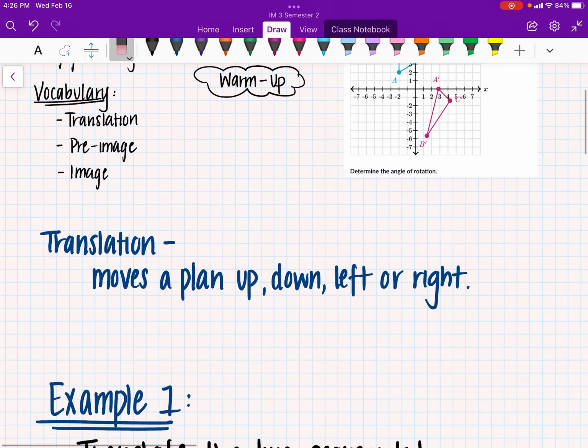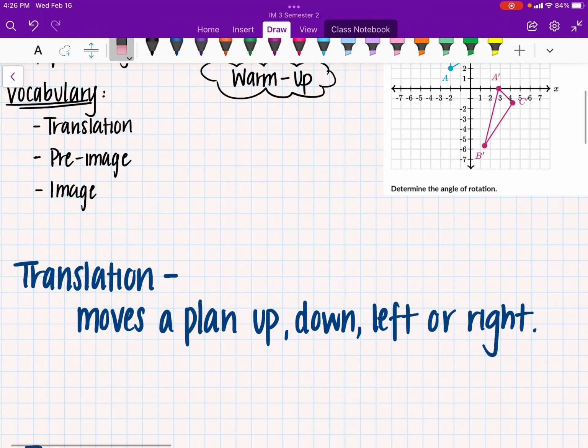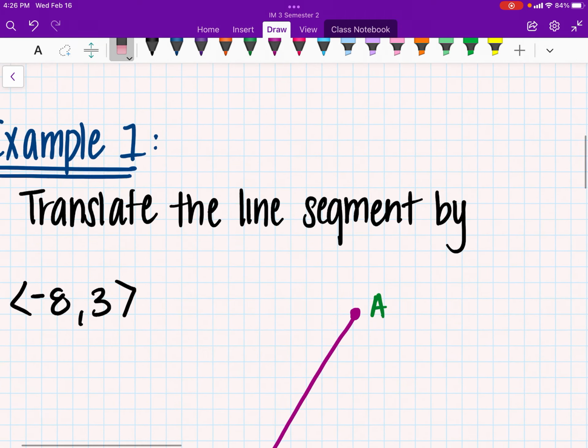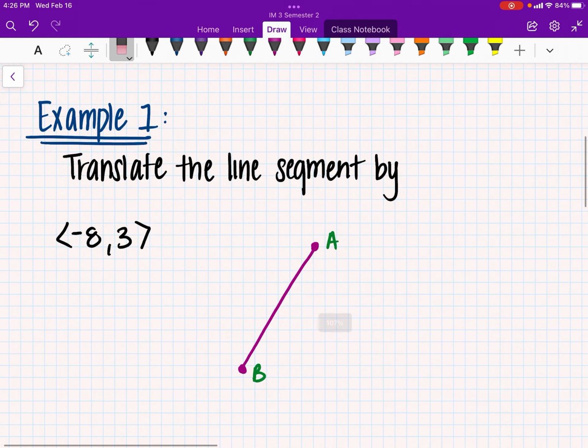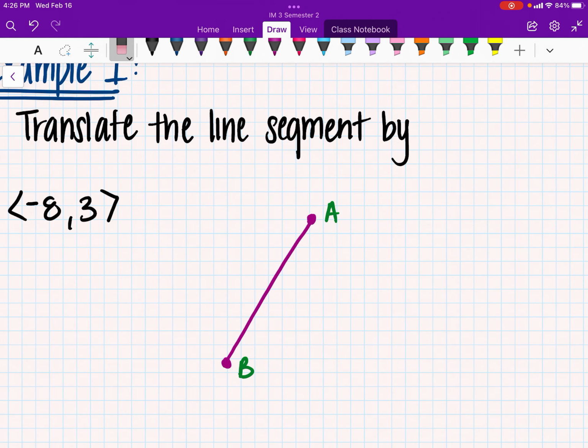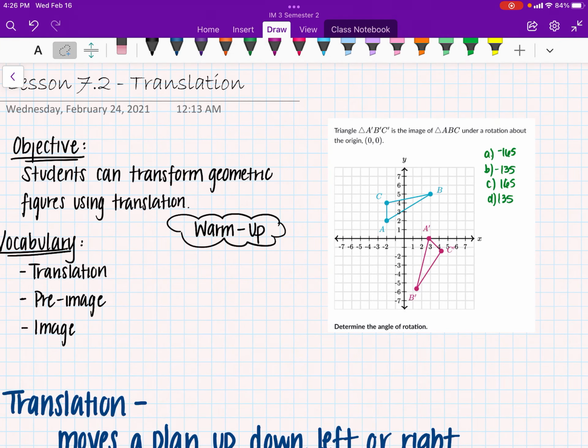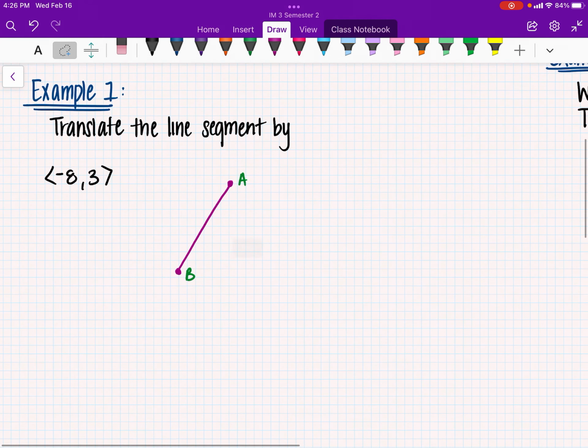Guys, starting off with translation, we just talk about a movement, in this case from a plane. And the movement in this case is either going to be horizontal, left to right, or vertical, up and down. So let's go ahead and get started here, guys. In this case, this is just some random segment that I have, and I just want to go ahead and move it.